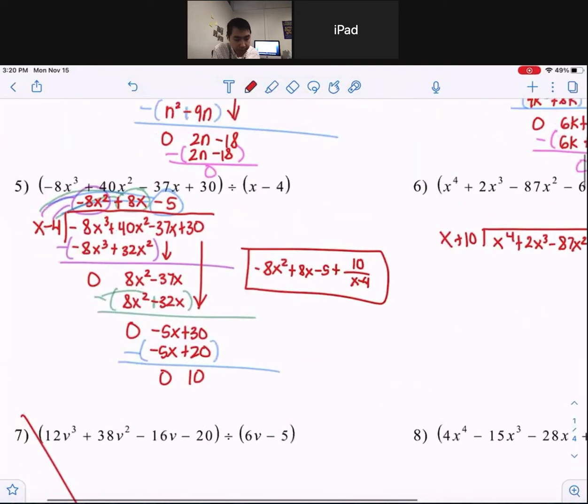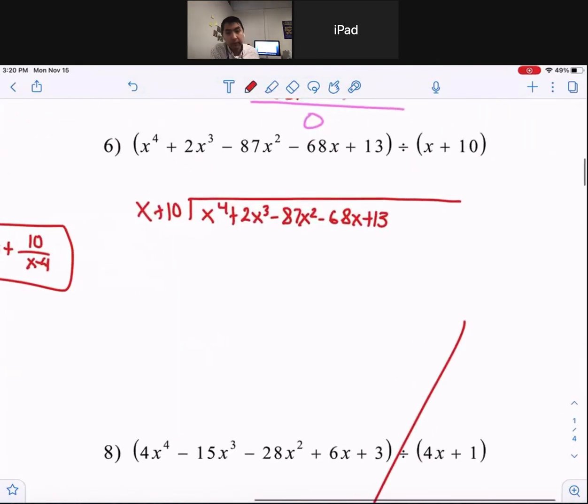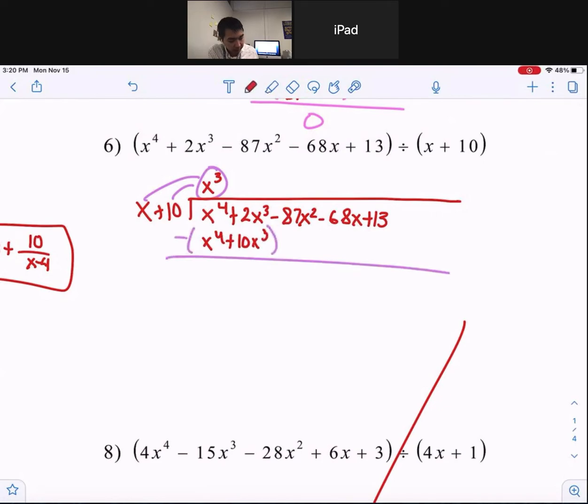Okay. And last one, you guys. So what times x will give you guys x to the fourth? That's x to the third. And then distribute this x to the third to both. So you guys get x to the fourth plus 10x to the third. Subtract it. 0, 2 minus 10, you guys. That's negative 8x to the third. And then drop the negative 87x squared.